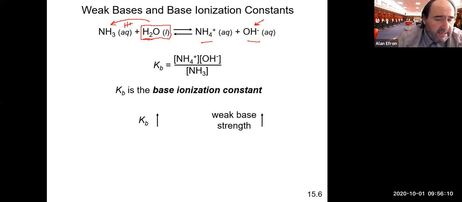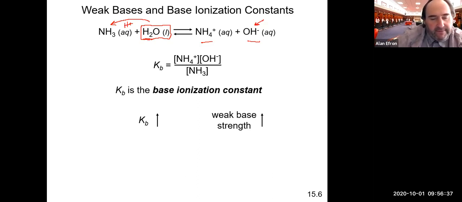That would give us NH4 plus times OH minus concentration divided by ammonia's concentration. And that is the Kb, obviously B for base. That goes with our ever-growing list of K values. So we've got our Ka, now we have our Kb, which goes with our Kw, Kc and Kp values that we've already seen. Again, this class is basically brought to you by the letter K.